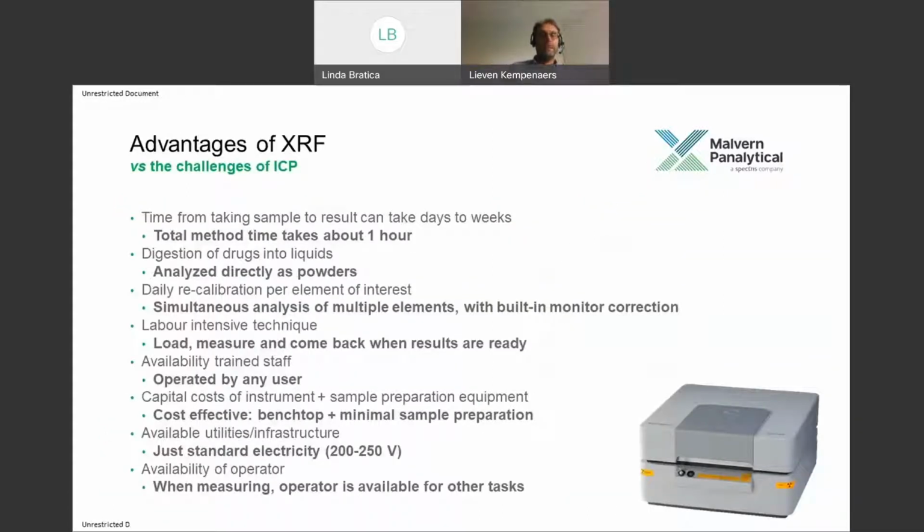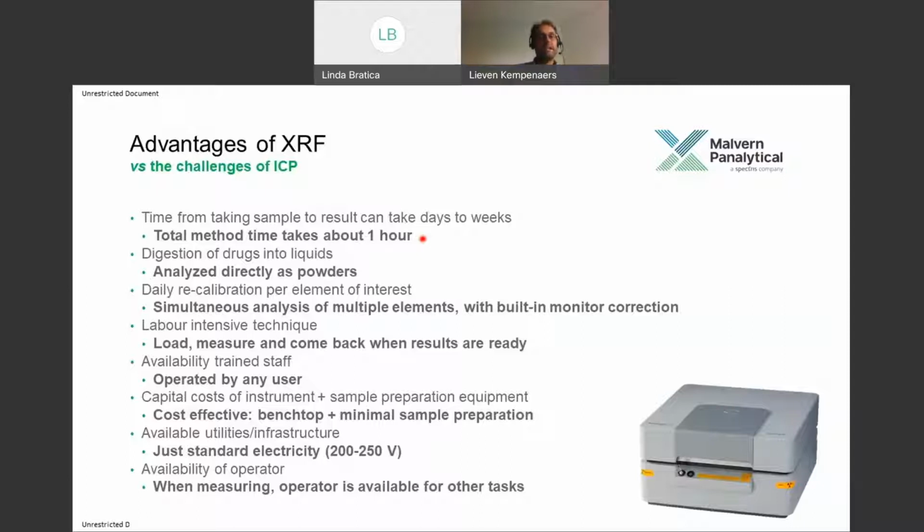So going back to the list of challenges for ICP, this is the exact same list, but here in the slide, for each topic, for each sentence, I put down an advantage of the XRF method compared to the ICP. The first one was that the time from taking the sample to the end result can take a long time. In this case for XRF, the method itself, sample preparation and also the measurement takes 1 hour, 1.5 hours max. That's the total solution for all the elements of interest.